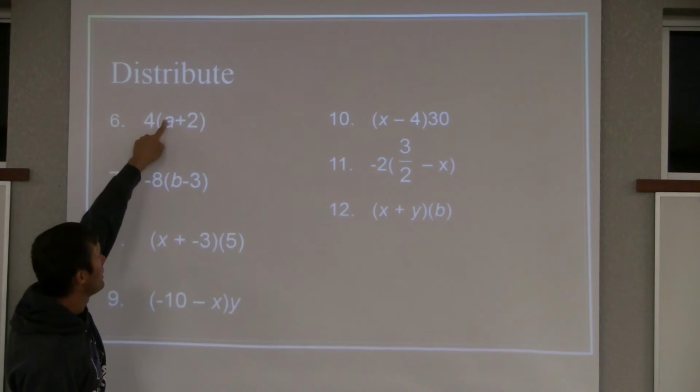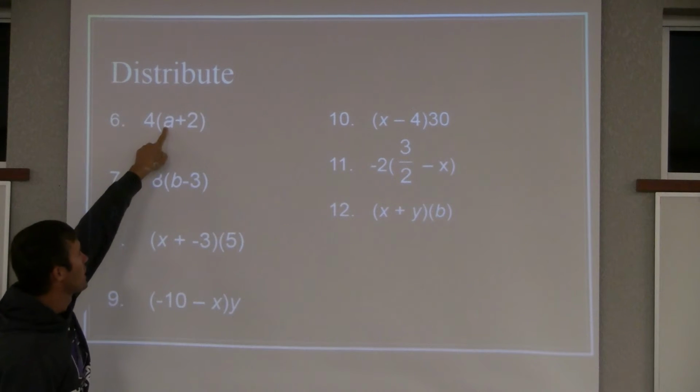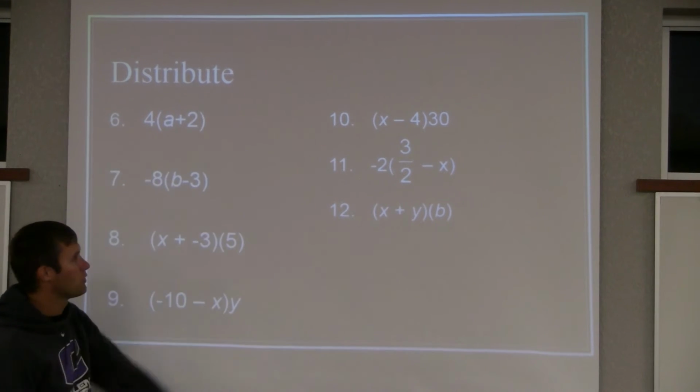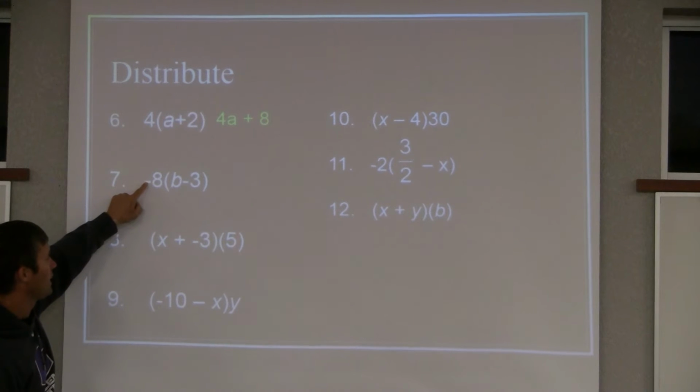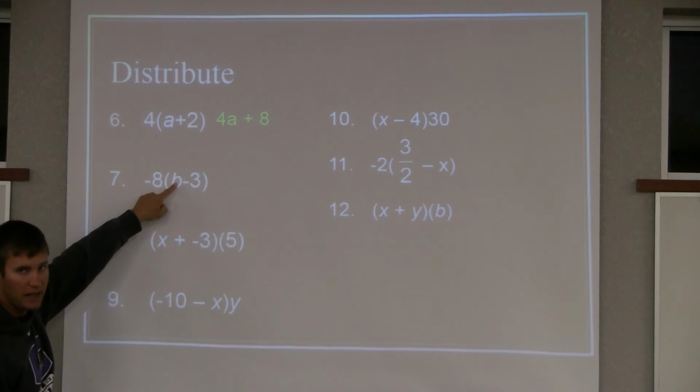So we go 4 times A and 4 times 2. 4 times A is 4A, 4 times 2 would be 8. So we'd have 4A plus 8. Keep the sign the same. Next is negative 8 times B, which would be negative 8B.